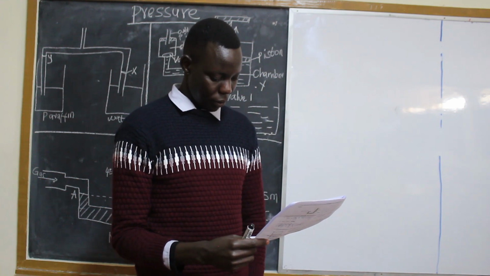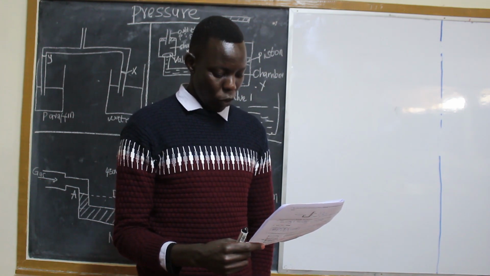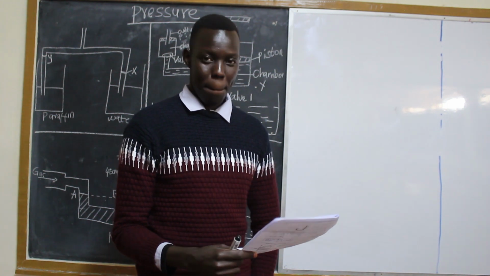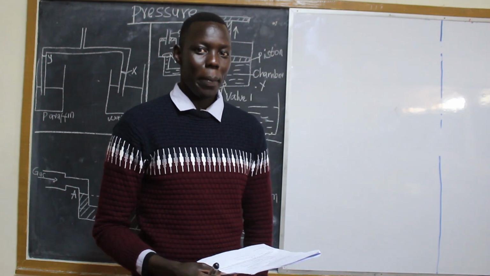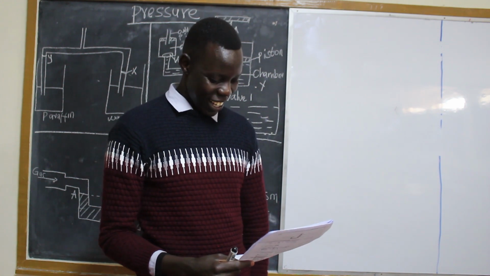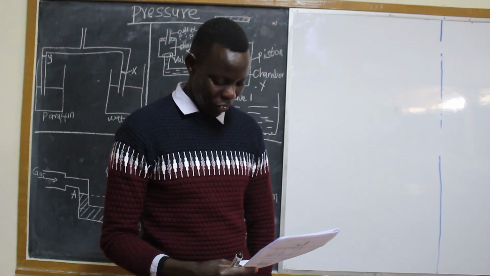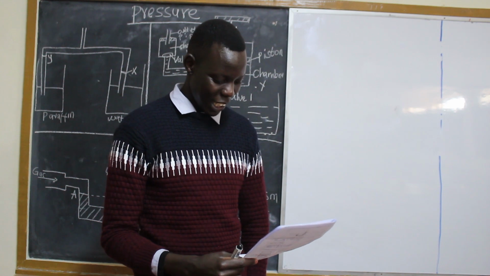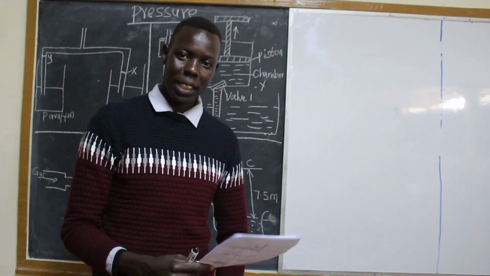Diameter is 1.4 meters. Oh, diameter cannot be square. A piston is pushed into a cylinder containing a fluid. If the pressure produced in the cylinder is 4 times 10 power 5 pascals.